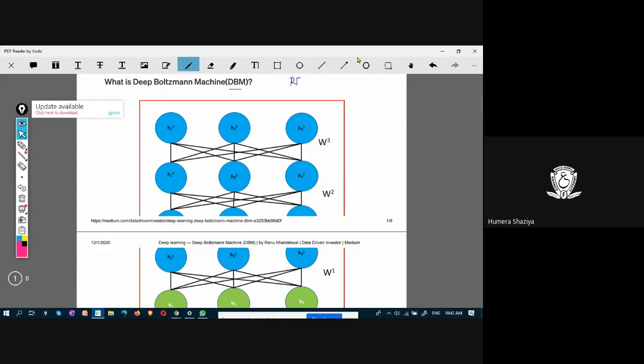RBM has only 2 layers, not more than 2 layers. What is DBM? DBM has got more than 2 layers, 3 layers, 4 layers.